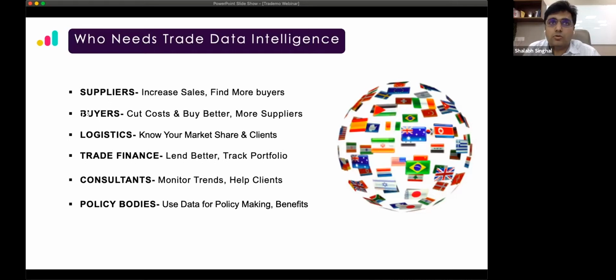The logistic companies can use this data to understand where they should allocate their resources, on which particular ports, on which particular trade routes, and to identify the right businesses for themselves. Trade finance institutions can use this data to find out credit-worthy customers for themselves by looking at all their past transactions, as well as use it for monitoring their current portfolio on a better basis and maybe do better risk pricing. The consultants, it could be the management consulting companies which are looking at the macro product trends or macro global supply chain trends.